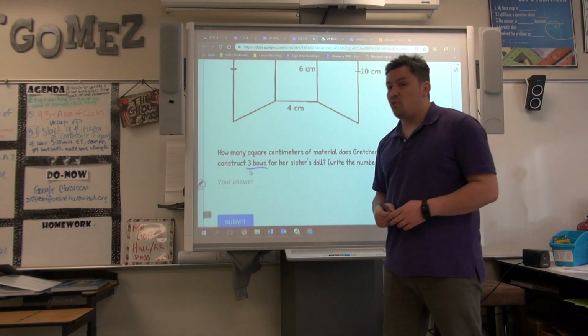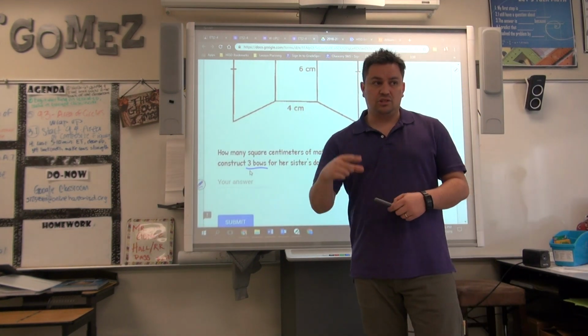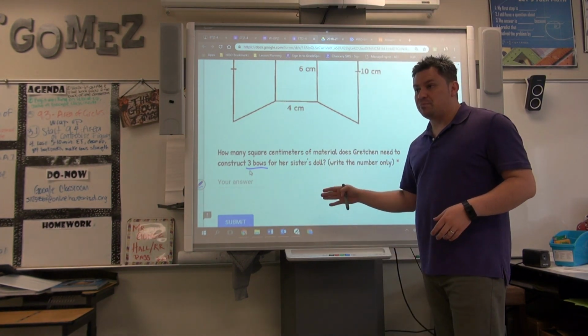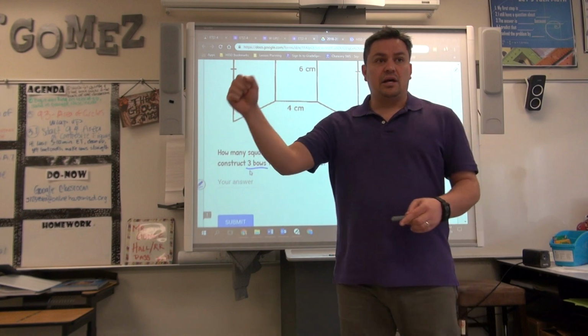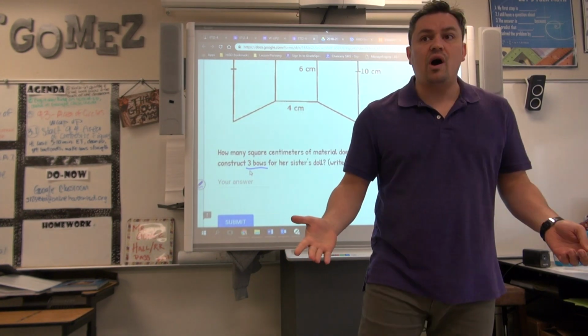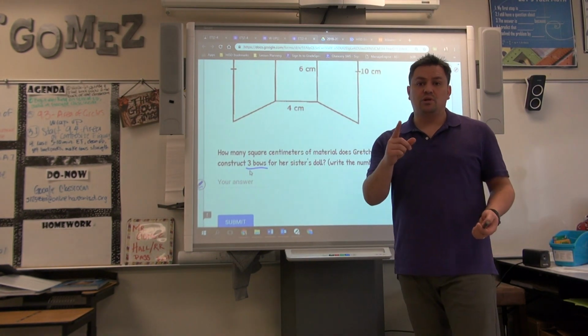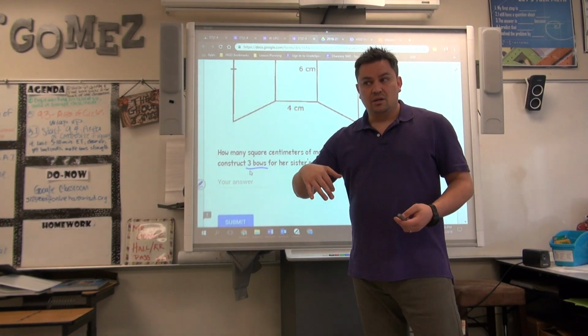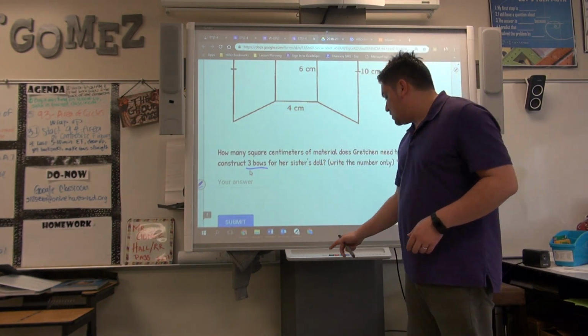3 bows. So we're making 3 of them. Not just 1, but 3. That's why it's really important to read the prompt, because if you find the area and you type it in as your answer, you're going to get it wrong because that's going to be the area for only one. At the end, you need to multiply it times 3, which is the number of bows that you're constructing.